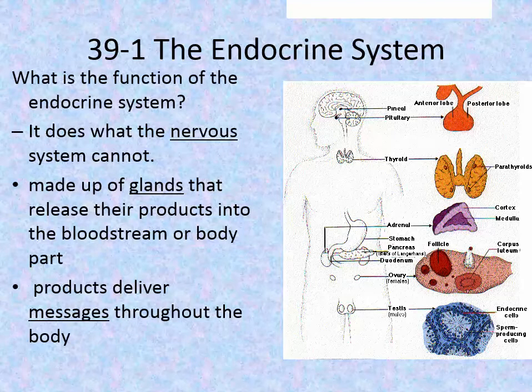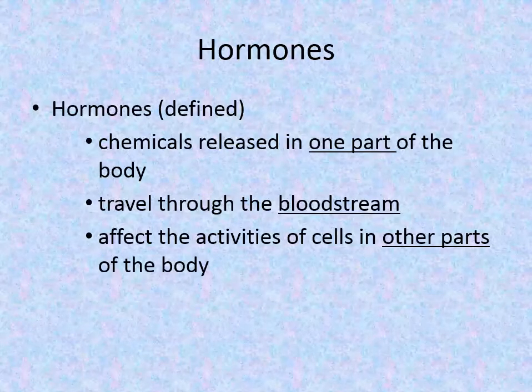Well, the endocrine system has glands that produce products, and these products are called hormones. The hormones help to affect a change in your systems. So what's a hormone? It's a chemical that's released in one part of the body. It travels through the bloodstream, and then it will affect the cells in other parts of the body.